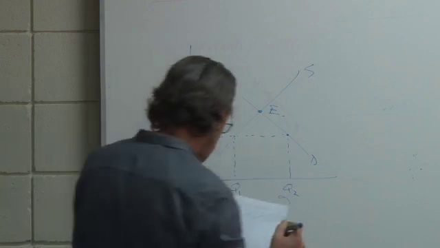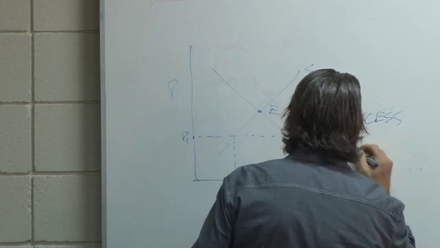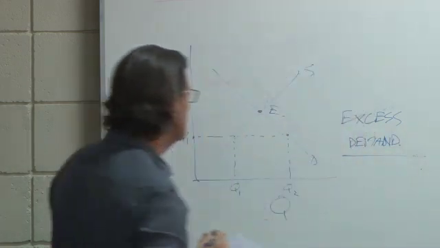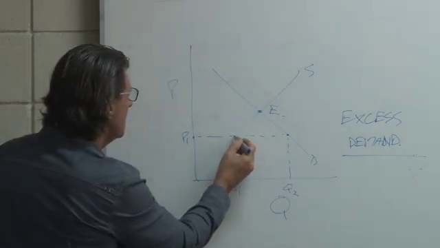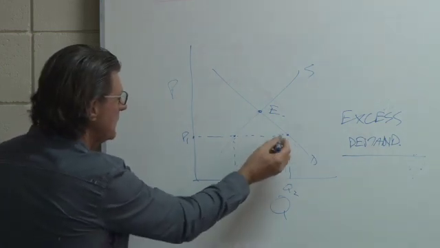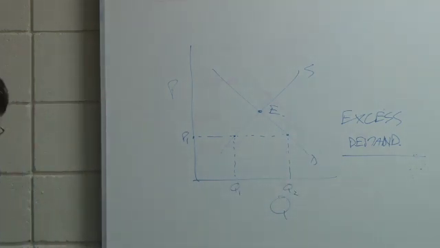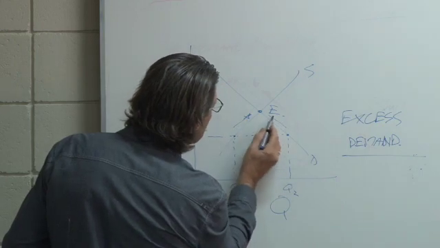Okay, so we call this situation excess demand. What you've got is that at a particular price, suppliers are only prepared to supply Q1 of the product, but at that same price, Q2 is demanded, which is far greater. So it's a situation of excess demand. So forces come into play to bring us back to equilibrium.